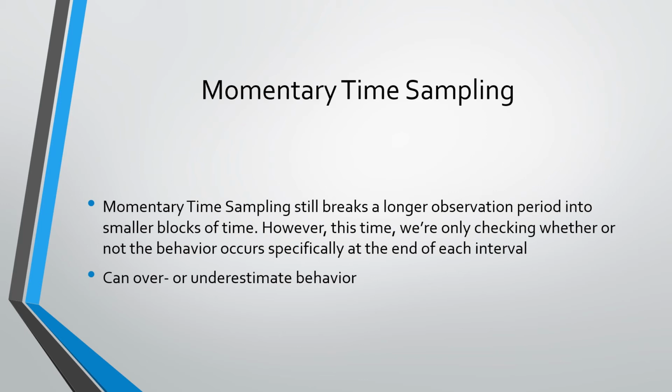Momentary time sampling is the one that is a little bit different out of this group. So we're still going to take the same basic premise. We're going to take a longer observation period, break it into smaller blocks of time. However, this time, what we're checking is at the end of each period specifically, at that moment, is the behavior occurring right now or not? And momentary time sampling can over or underestimate behavior just depending on that specific occurrences of the behavior.